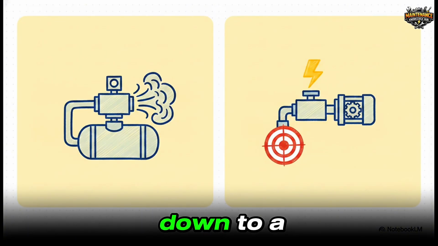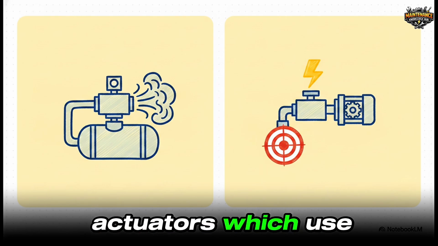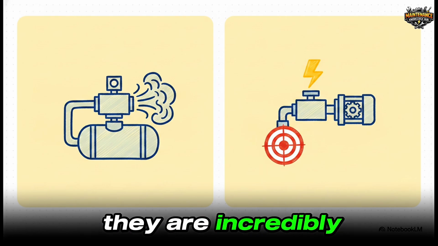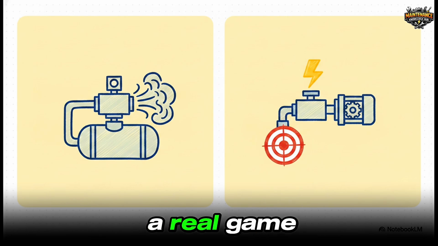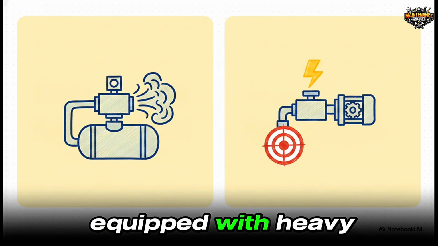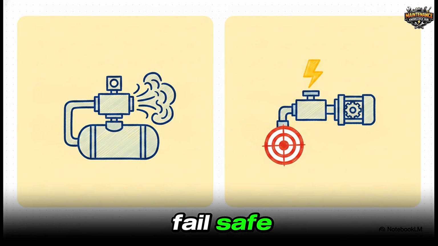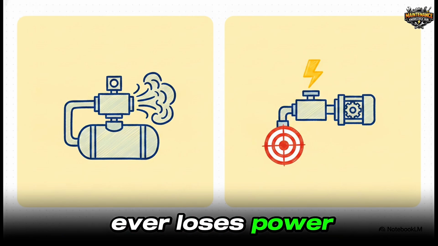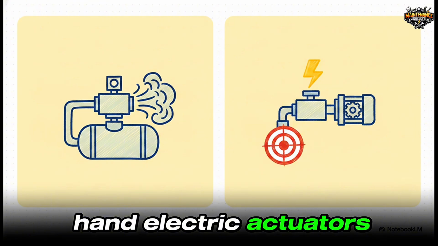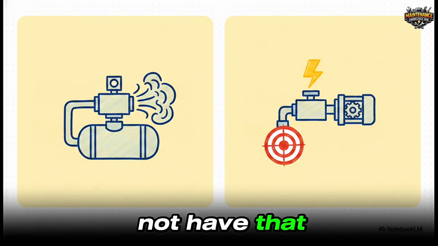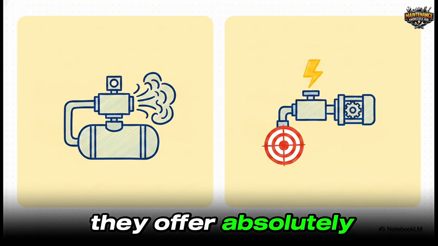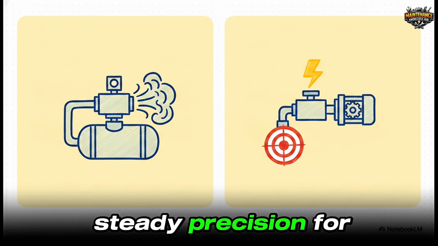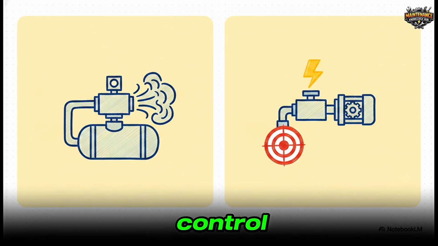Now, driving that trim is the actuator. It really comes down to a choice of power. On one hand, you have pneumatic actuators, which use compressed air. They are incredibly fast, and this is a real game changer. They can be equipped with heavy mechanical springs to fail-safe, meaning they just snap completely open or shut if the plant ever loses power. On the other hand, electric actuators use motors. While they might not have that instant snap action, they offer absolutely unparalleled, steady precision for really complex modulating control.